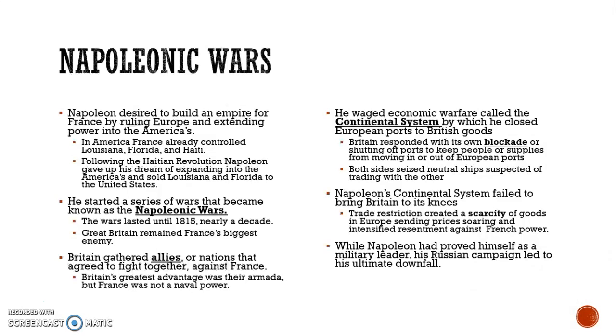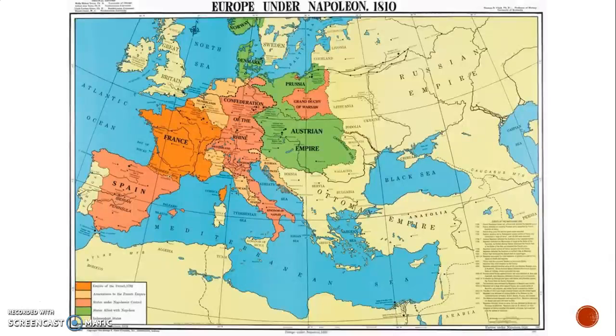The trade restriction created scarcity of goods, which sent prices soaring and intensified resentment against the French power. When there's less goods available, the price of the goods is going to go up. The more rare it is, the more needed it is, the price is going to go up. While Napoleon had proved himself as a military leader, later on his Russian campaign, in which he tried to take over Russia as well, eventually leads to his downfall as a whole.